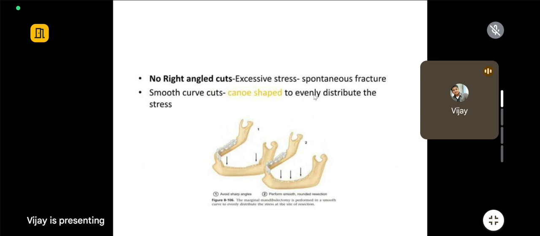While doing marginal mandibulectomy, we should avoid right angle cuts, as there will be excessive stress which can result in spontaneous fractures. Our osteotomy cuts should be smooth and canoe shaped to evenly distribute the stress.